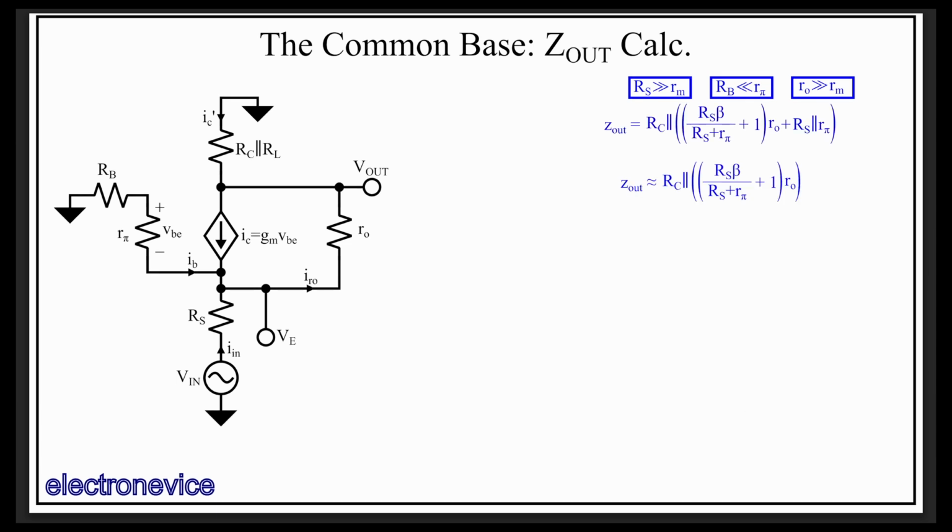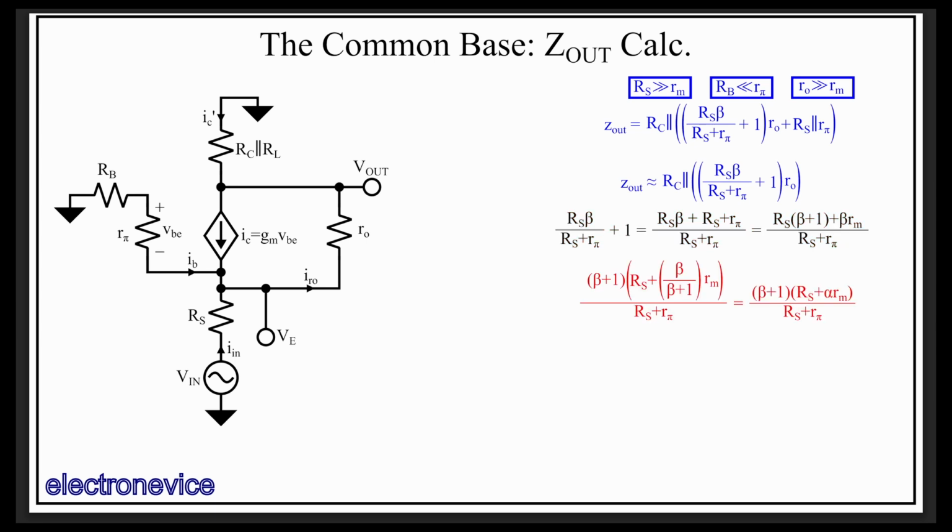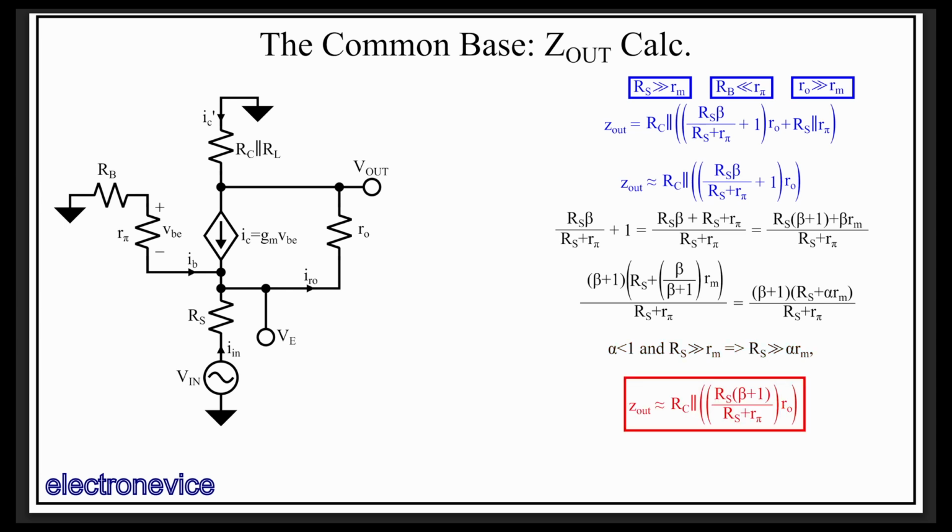Continuing along, we combine the Rs beta over Rs plus R pi with the plus 1 term and make some substitutions, resulting in this expression in terms of Rs, R pi, and Rm. Rearranging terms and substituting in alpha, we get this expression. We can now note that alpha is always less than 1, and that Rs is much greater than Rm, implying that Rs is also much greater than alpha Rm, which allows us to make a final approximation, resulting in this approximate expression for Z out.